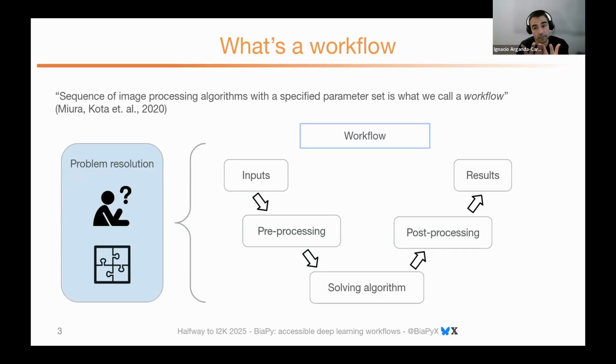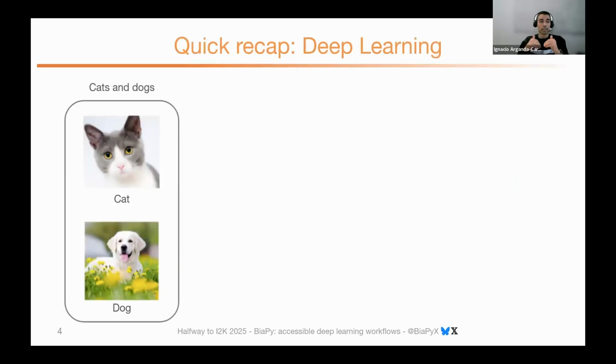The solving algorithm, in our case, in BiaPy, as you will see, is always a deep learning model. You can do image processing without deep learning, but if so, BiaPy is not your tool. And then the result is usually a little bit raw. You cannot directly analyze it. So usually you have to do post-processing. There are some algorithms you have to apply. You have to maybe merge some of the results of the model, etc., to do the proper analysis and get your actual results. So, a quick recap on deep learning.